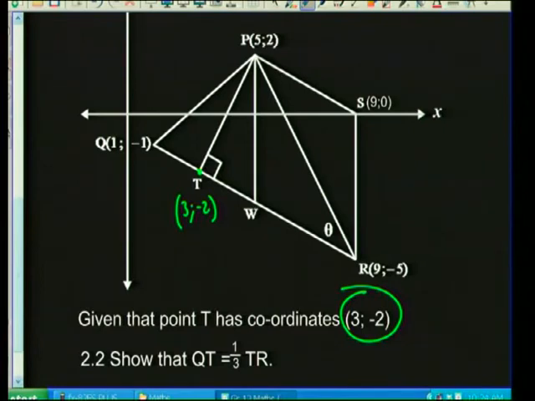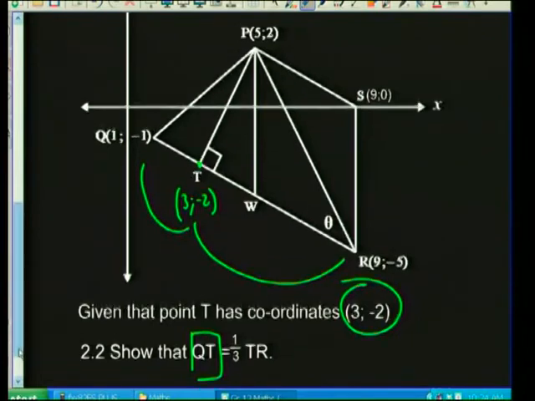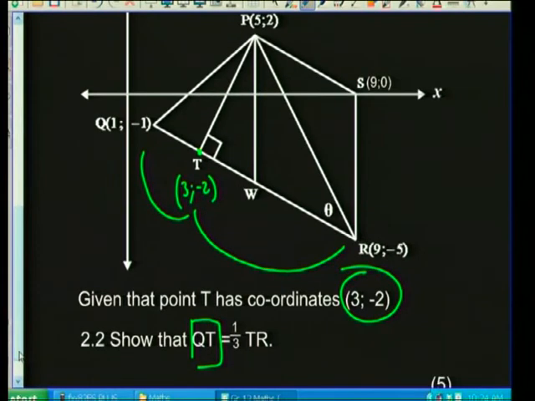Then they're saying show that QT is a third of TR. QT, well, when they're talking about a line segment, QT, we're actually talking about a length of that line segment, because I'm saying if this segment is a third of the whole, this part TR, well, then we're talking about distance. Now, I'm going to approach this using distance because I've got the coordinates of T, I've got Q, I've got R. But please remember, in the initial question, they said to me that W is a midpoint.